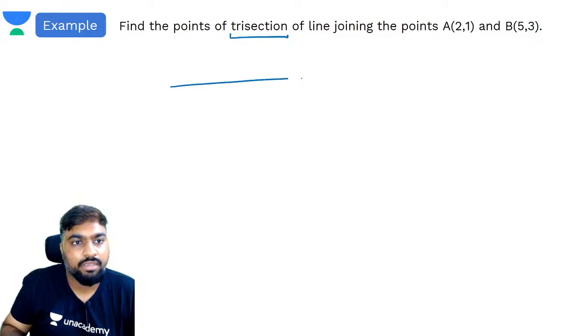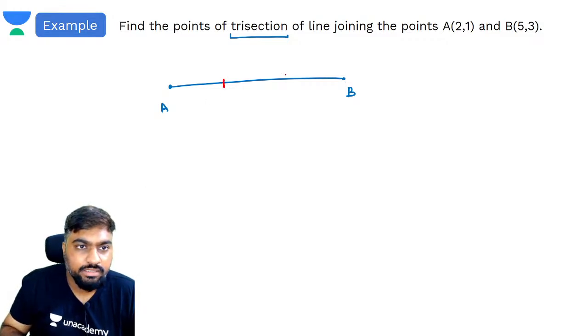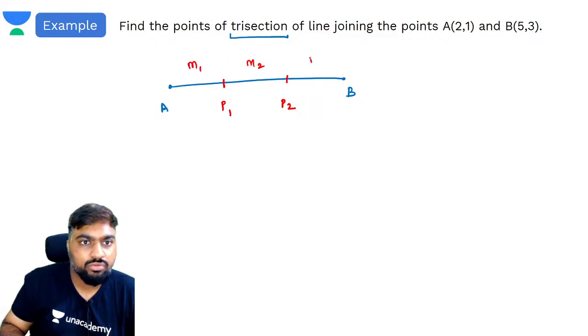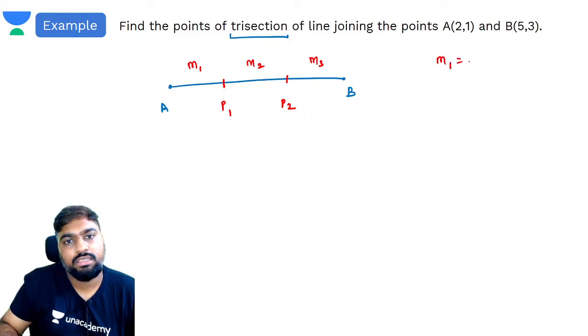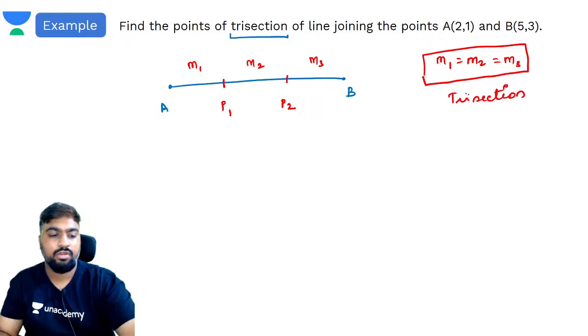So if we have AB, then we'll have 2 points, P1 and P2, that divide this entire line into 3 equal parts. M1, M2, M3, where M1 is equal to M2 is equal to M3. This is called trisection.